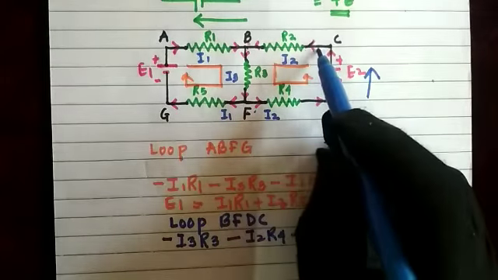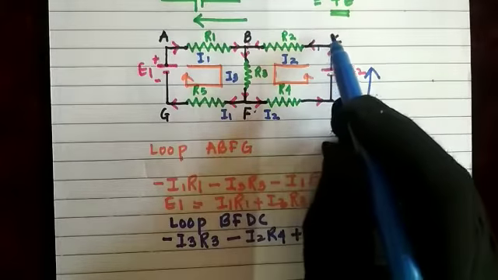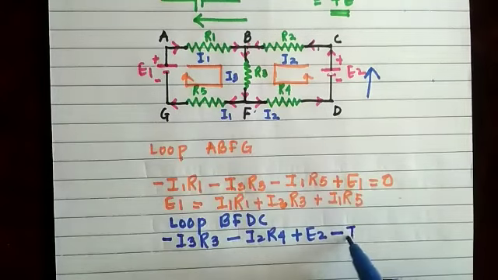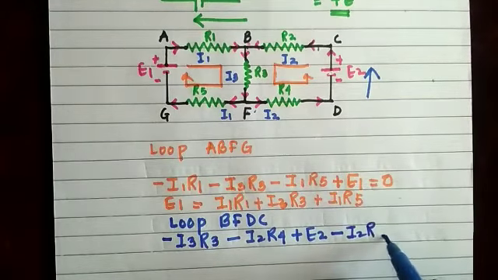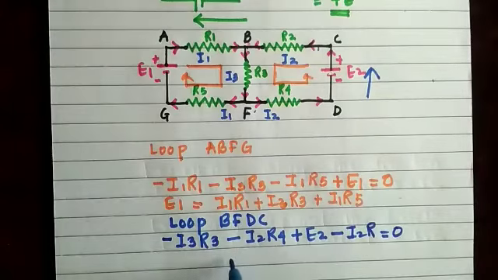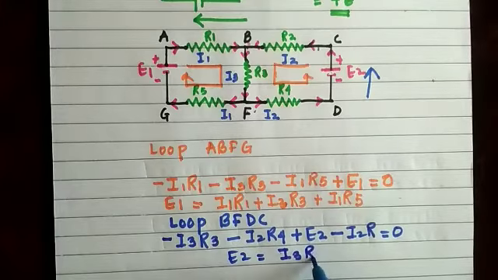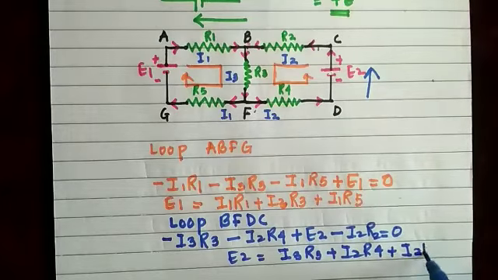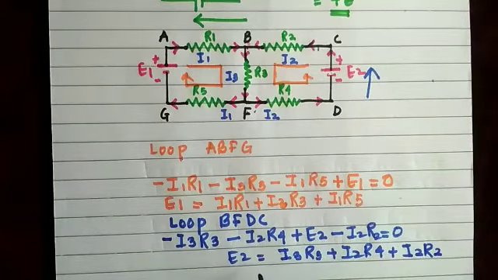Then C to B we have to go. So the direction of conventional current is what? Same as the direction of the tracing. So here potential will be negative. That means minus I2 R2, nothing else is there, is equal to 0. That means E2 itself can be I3 R3 plus I2 R4 plus I2 R2. Again you can see here the summation of EMFs is equal to summation of potential differences.